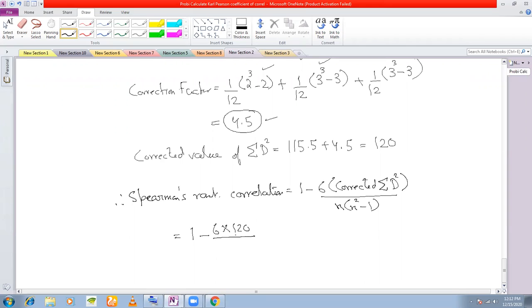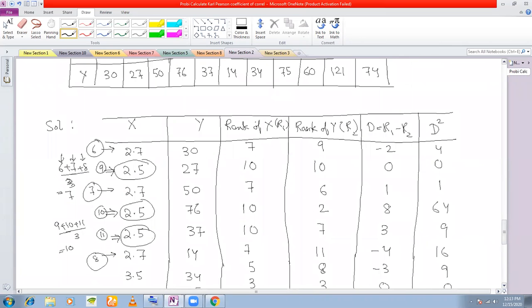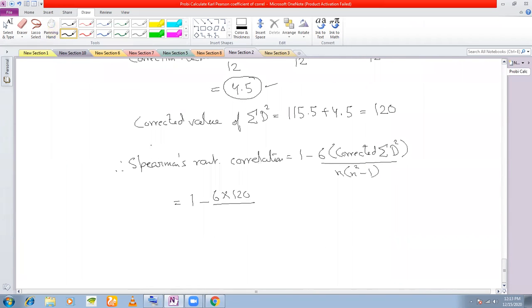And how many observations are there? There are, I think, 9 observations here. See, here n is equal to 11 observations. 1, 2, 3, 6, 7, 8, 9, 10, 11. 11 observations. So we put the value here. n into n square minus 1. That's it. If you calculate this, it will come to 0.46.